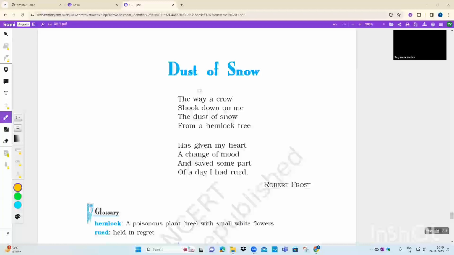Hello students, today I'm going to explain three important symbols that Robert Frost has used in this poem, Dust of Snow. So the first symbol is crow, right? Second symbol is hemlock tree. And the third symbol is snow, right? So these are the three significant symbols that the poet has used to convey the message of the poem.